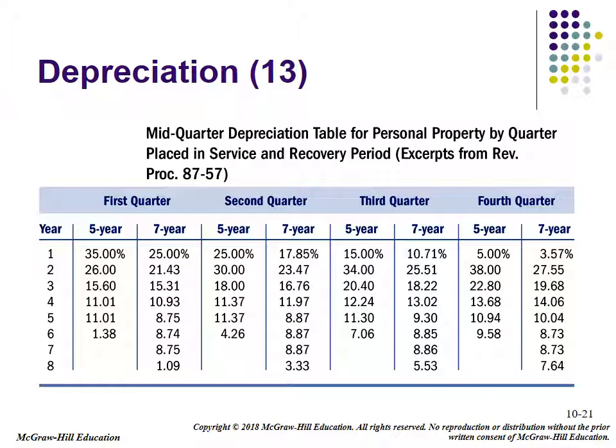Here's your mid-quarter. Remember I said there's various tables. Now, they put all the tables here for the first quarter. As you can see, if it's a 5-year asset or a 7-year asset, the second quarter purchases, 5-year, 7-year, the third quarter, 5-year, 7-year, and the fourth quarter, 5-year, 7-year. So you will use the quarter of the asset's purchase to calculate depreciation when it comes to this.